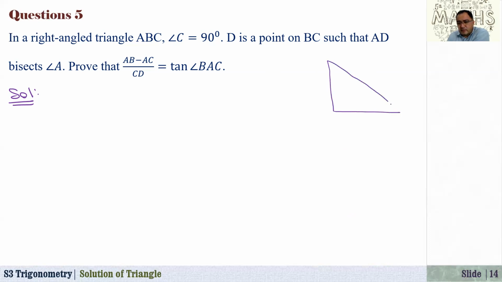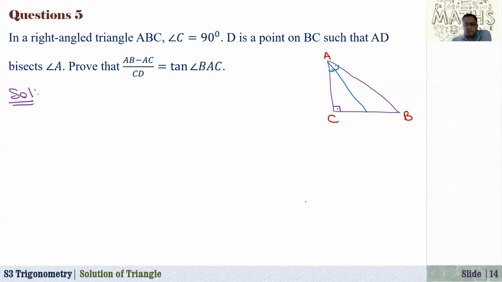Suppose that this is the given right angle triangle, and this one is C. So that is C, okay. Let's say this is A, and this one is B. So it says that D is a point on BC such that AD bisects angle A. So we are talking about this angle bisector. This angle is equal to this angle. They are equal.